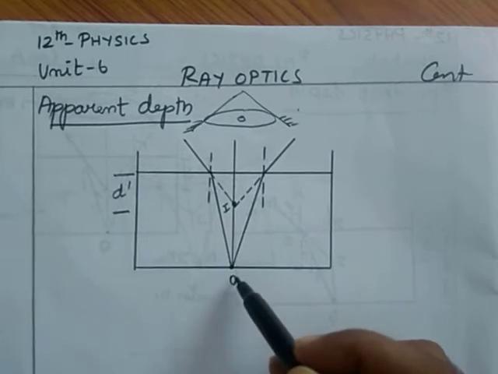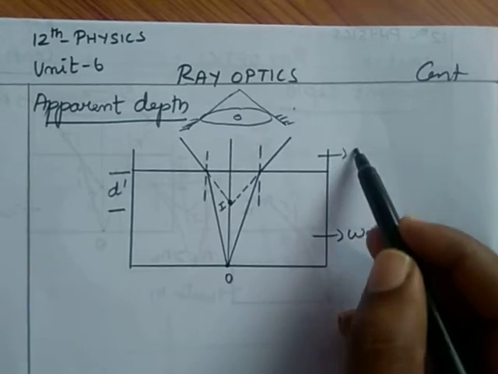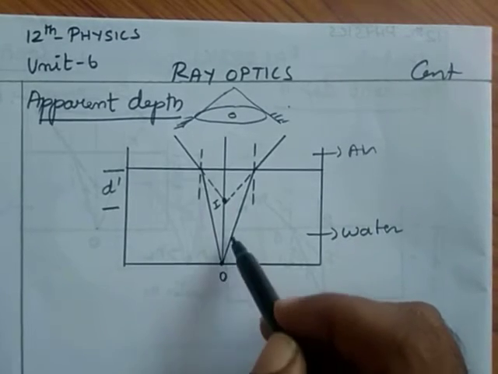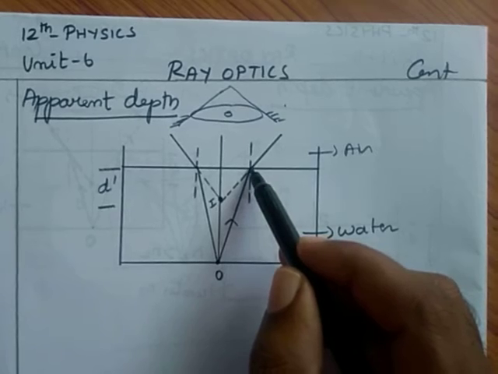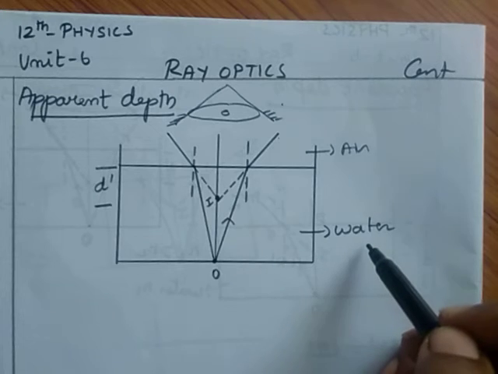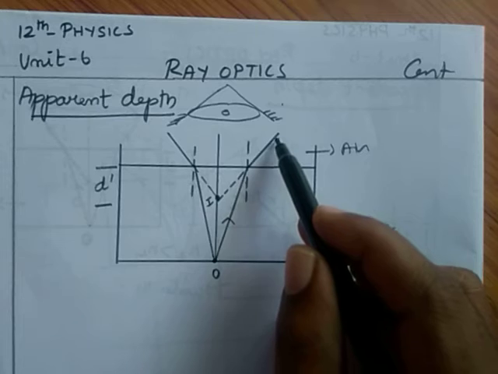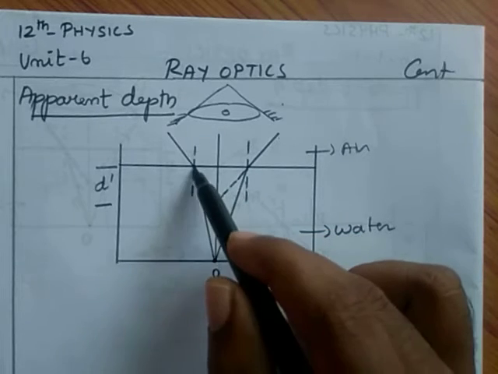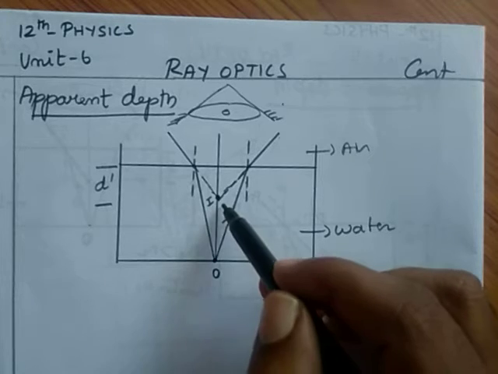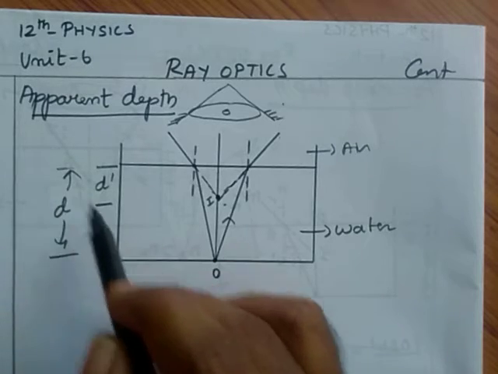See, here it is the object location, it is placed in water. Here it is air, and we are looking at the object. The light from the object will bend its path away from the normal in the air medium, because it will travel from denser to rarer medium. Our eyes always trace this ray only. Then this ray will trace a point, and at that point there will be the image of this object. Let me see how to find the apparent depth.